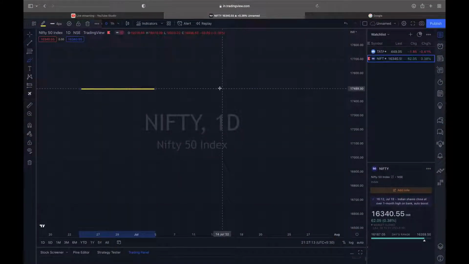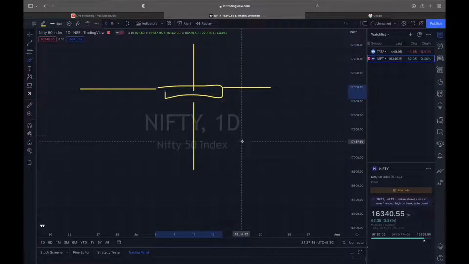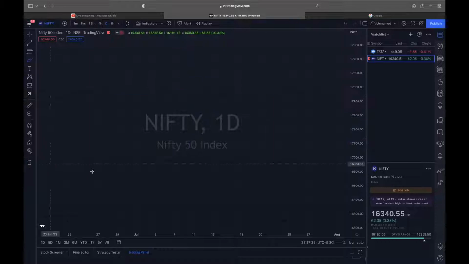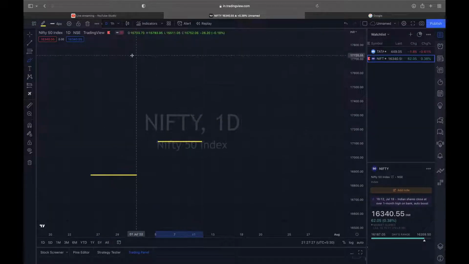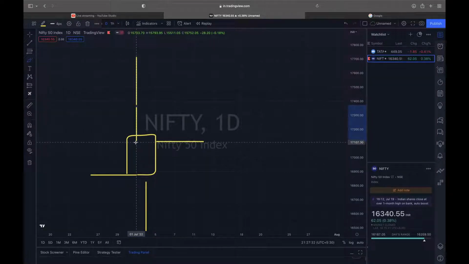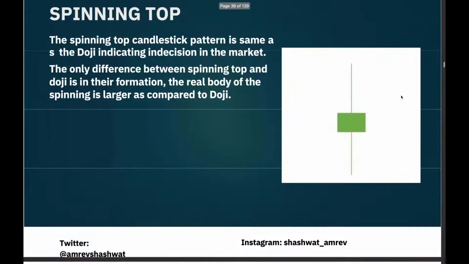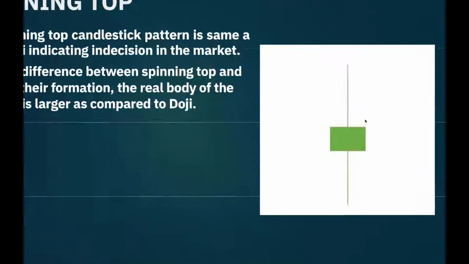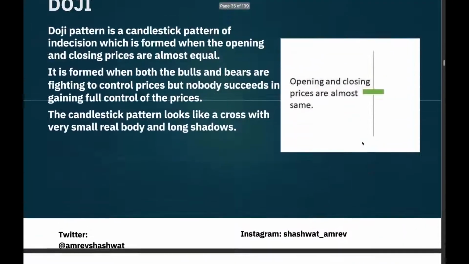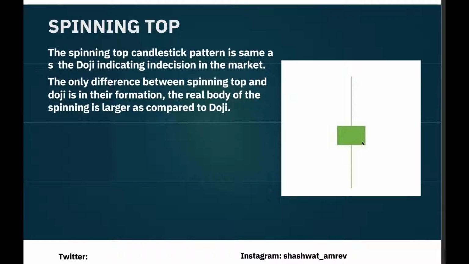Here's the opening price, here's the closing price, this is the movement, this is a very thin candle bar. Whereas in a spinning top you have the opening price over here, the closing price, and then movement up and down. So the body is a little bigger than this. The real body is a little larger than a doji. Doji are completely the same, but here it is not completely the same.